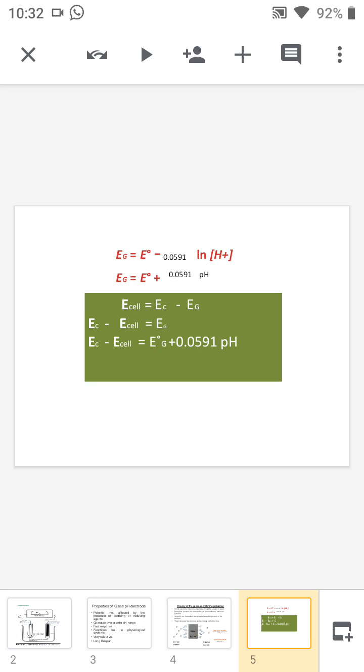So E cell is equal to Ec minus Eg, and so Ec minus E cell is equal to Eg. Thus we can easily find out the potential of the glass electrode, and finally, we can measure the pH of the analyte solution using this equation. Thank you.